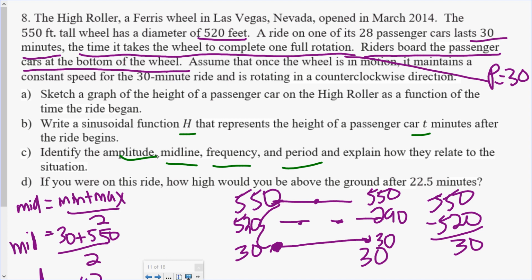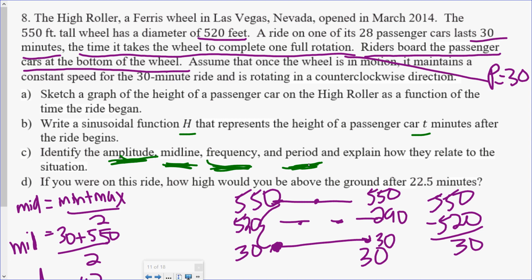I'm not going to write that out. I'll explain it. The amplitude is how high you're going from the midpoint, from the average. The midline is the average height. The frequency is how many times you go around between 0 and 2 pi, which doesn't really make much sense in the context of this question. And the period is how long it takes to make one complete rotation.